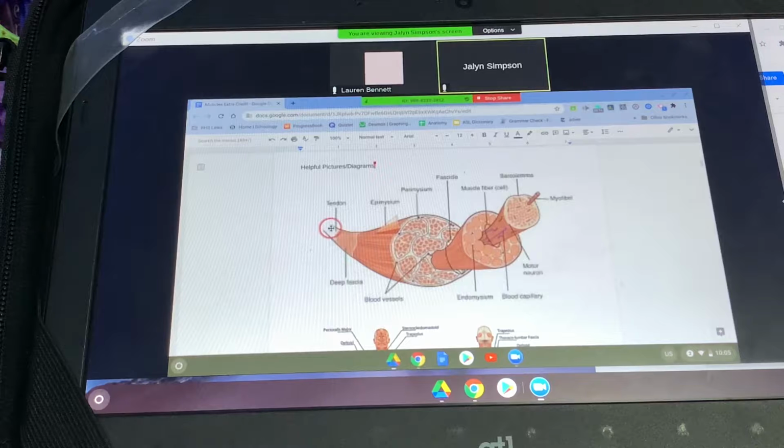It starts with the tendon, covered by the deep fascia, then the epimysium, then goes into the perimysium, then the endomysium, and in the perimysium, there are some blood vessels, and around this is the fascicle. Then you go up, and there's a muscle fiber, the blood capillary. Then we go into the sarcolemma, and the myofibril, and the motor neuron.